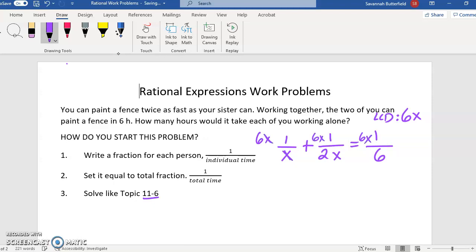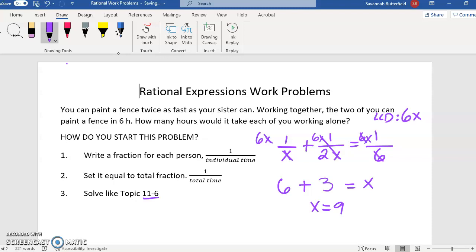And here the x's cancel, and so we would get 6 plus. On this one, our x's cancel. 6 over 2 is 3. And then the 6's cancel. We're left with x. So 6 plus 3 equals x. So that means x equals 9. Now remember, x was your sister, so your sister can do it in 9 hours.